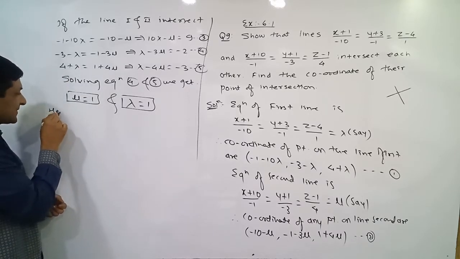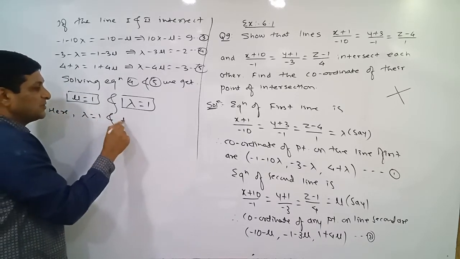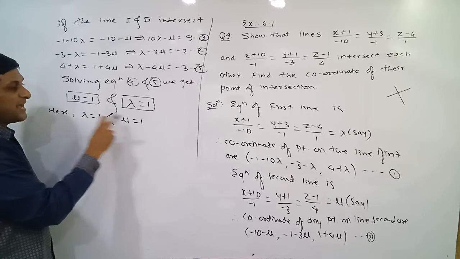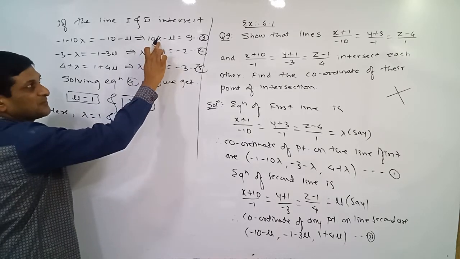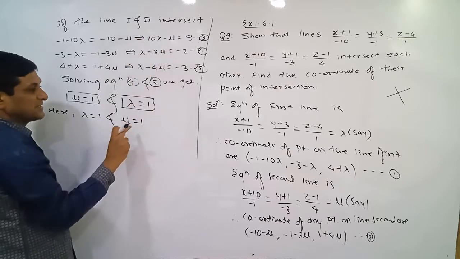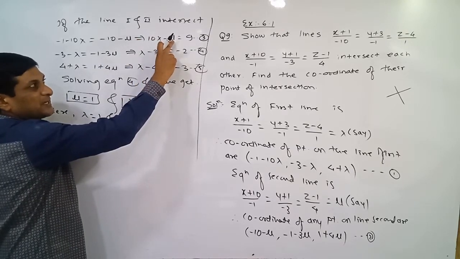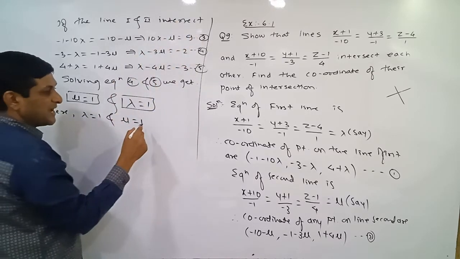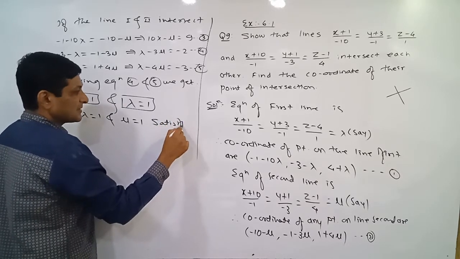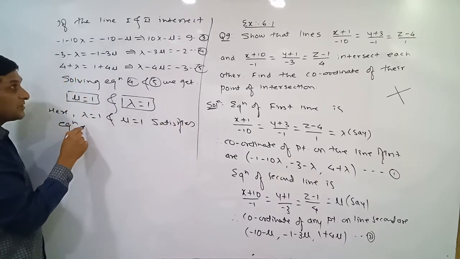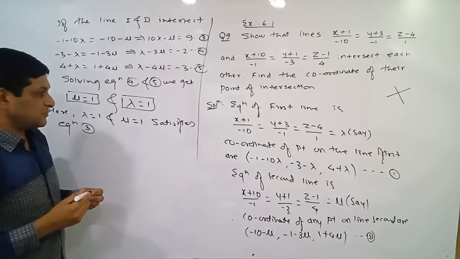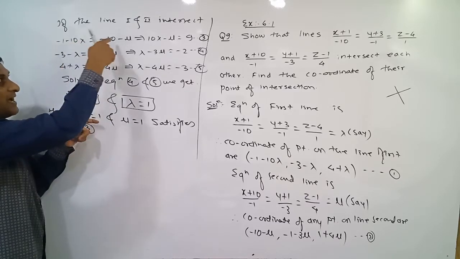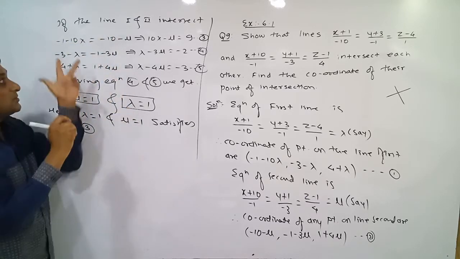So here lambda is equal to 1 and mu is equal to 1, satisfies or does not satisfy. Substitute lambda and mu equal to 1 in this equation. So if you are substituting lambda equal to 1, 1 into 10 is 10, and if you are substituting mu equal to 1, so here we will get 1. 10 minus 1 is 9. So 9 is nothing but the right hand side. Means here we can say that these values satisfy equation number 3. So if it satisfies, means after substituting these values in this equation, both the sides are equal. So this is nothing but what?